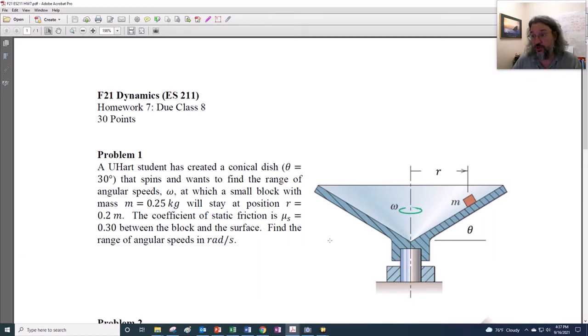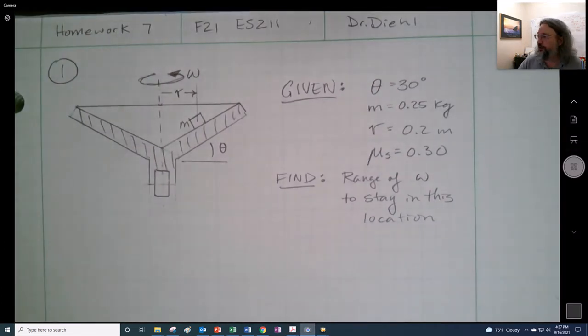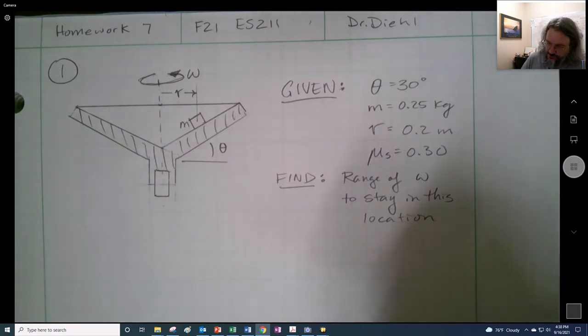If it goes too slow, this block is going to slow down. It's going to start to slide down. If it goes too fast, the block is going to flip and go out that way. So we want to find a range. All right, so I've written out the problem this way, and I have a couple of cheat notes in case, so I can just see if I get the right answer.